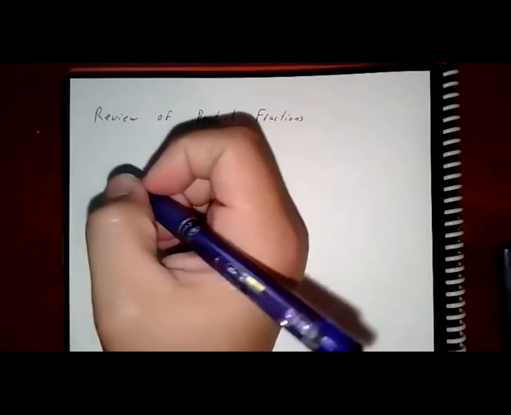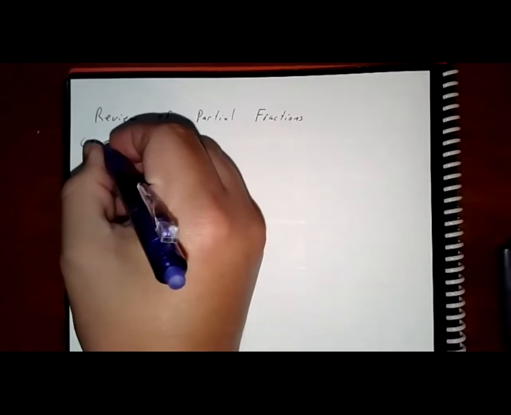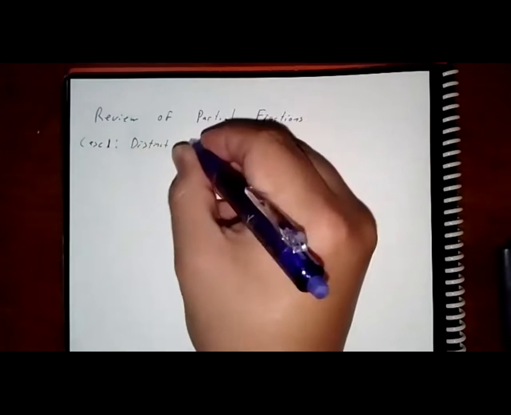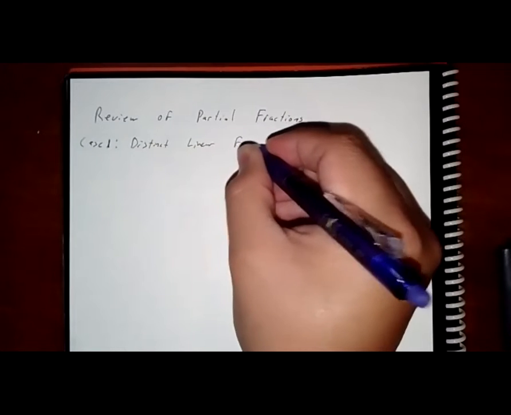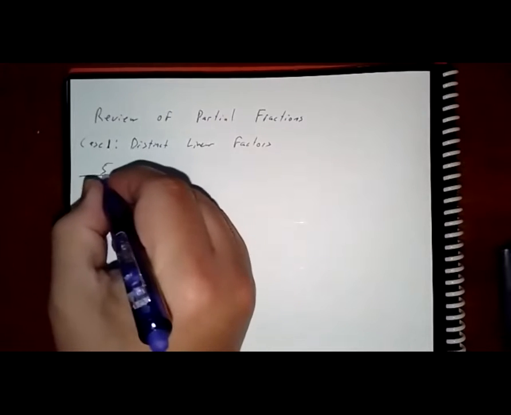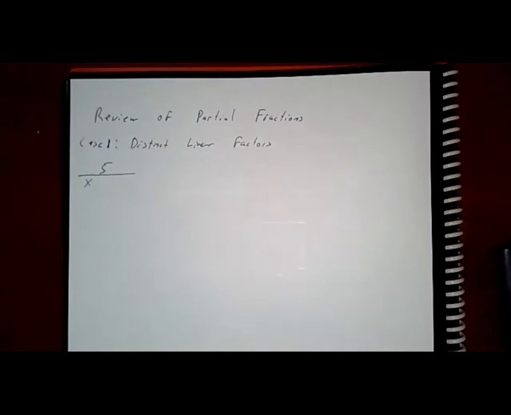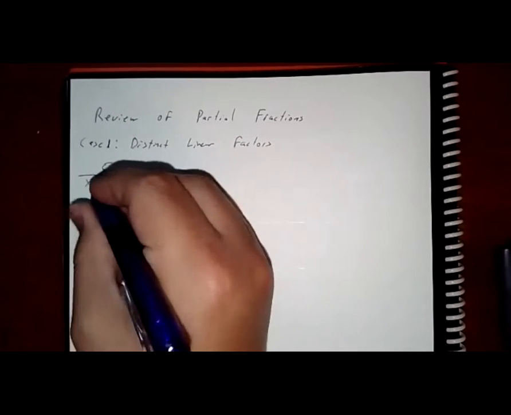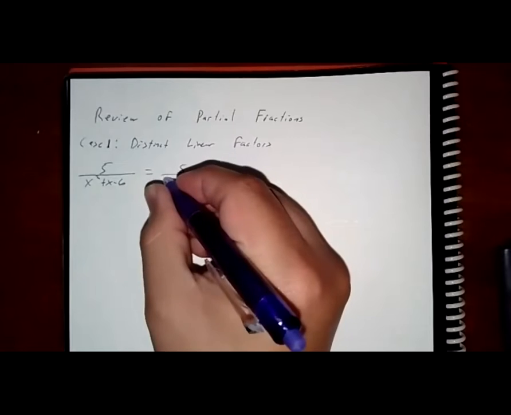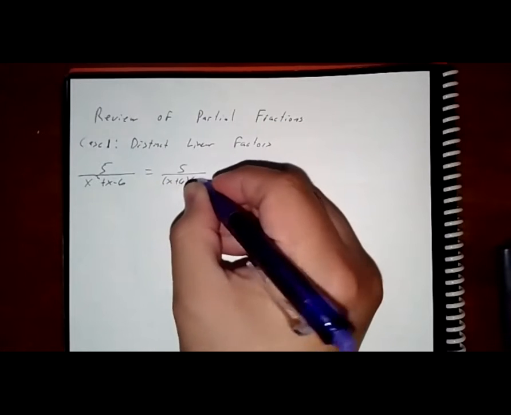So, case one. Distinct linear factors. So let's say you had to decompose a fraction or a rational expression that looked like this. Yes, I did record. x squared plus x minus 6. So you first have to factor it, and you get x plus 3 times x minus 2, right?